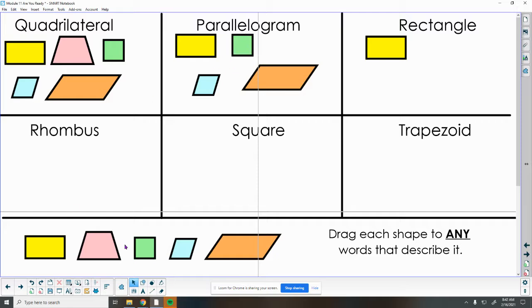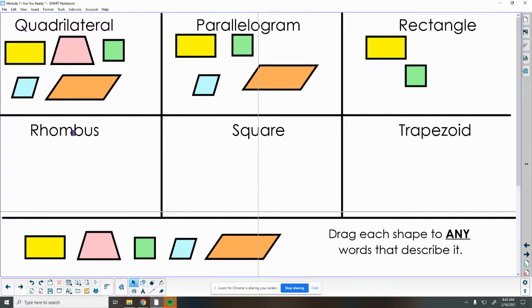Parallel, four right angles. The green one is a rectangle. The blue one does not have right angles, and the orange one does not have right angles. So out of these shapes, the yellow and the green are the only rectangles.